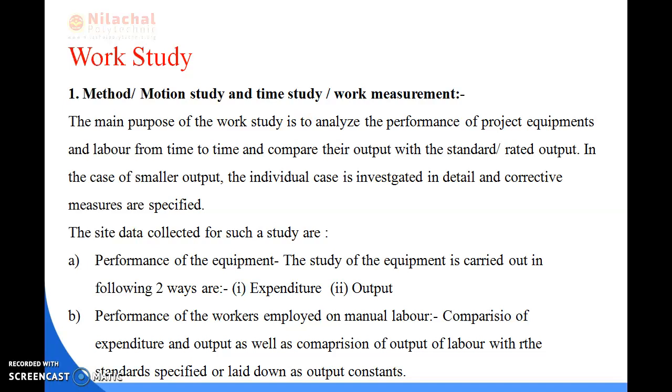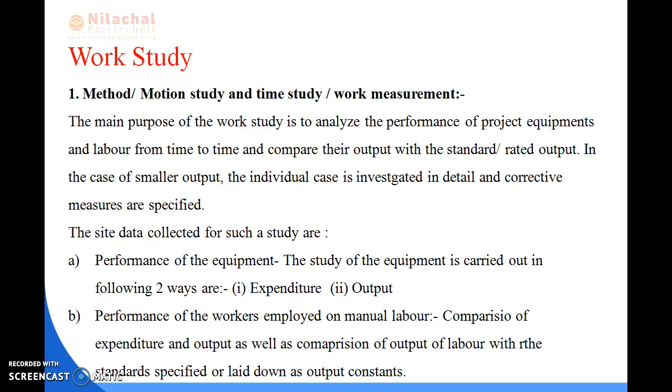Next, the site data collected for such a study are the performance of the equipment. The study of the equipment is carried out in the following two ways: first, expenditure, and second, output. Also collected are the performance of the workers employed in manual labor, the comparison of the expenditure and output, as well as the comparison of the output of a labor with the standard specified or laid down as output constants.